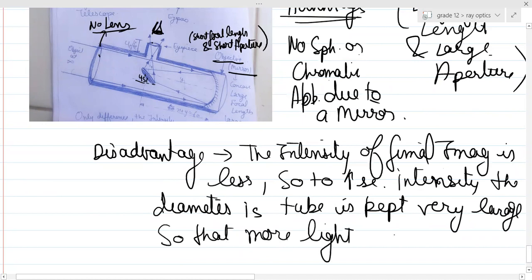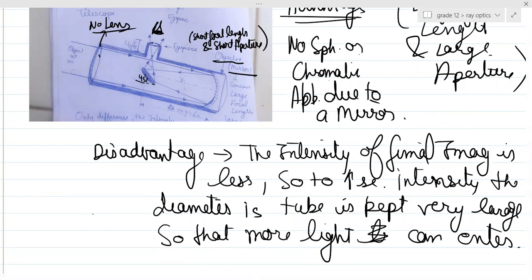Is it clear, guys? Did you understand the reflecting telescope? Any doubt? Guys, did you understand? Yes, sir. So this is your reflecting telescope.